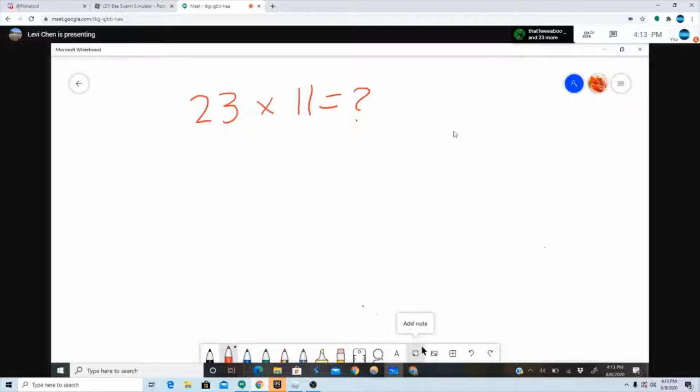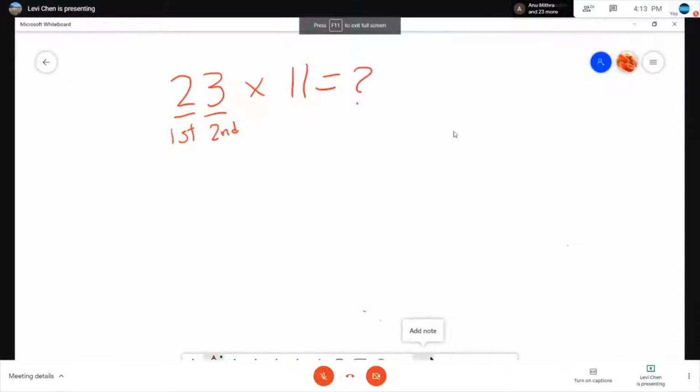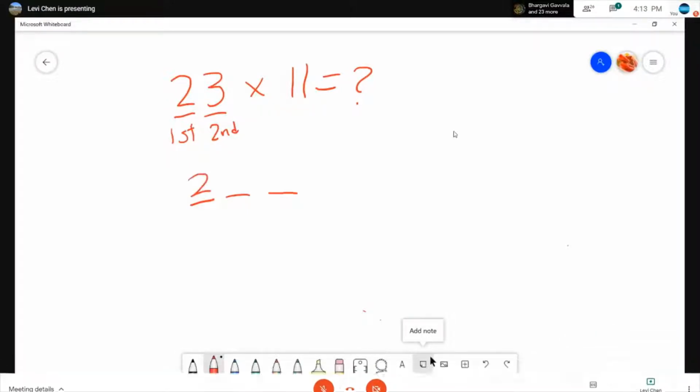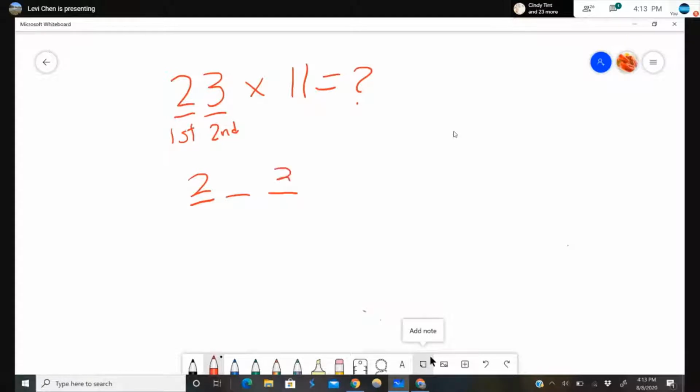So the easy way to do this is, there's two digits, 2 and 3. This is the first digit, right? This is the second digit. So we know 23 times 11 is going to be a three-digit number. That means we're going to have three placeholders. The 2 from the 23 always becomes the first one, and the 3 from the 23 always becomes the last digit. So what do we do for the center?